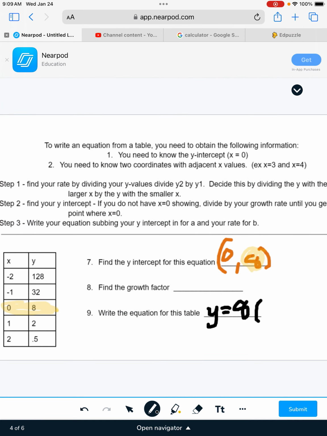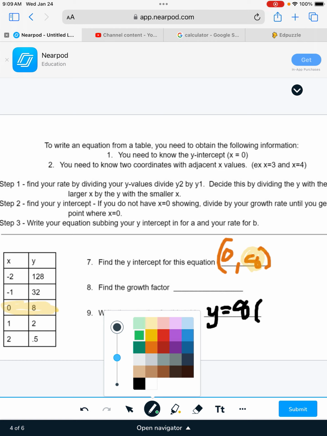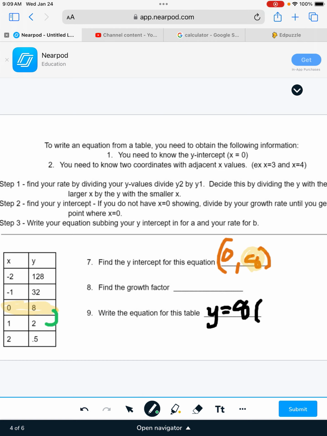Once again, we're going to take our second y value and divide it by the first. We're going to take our 2 and divide it by 8. Okay? 2 divided by 8 is going to be, if you put it in your calculator, 1/4. Put the 1/4 here in the calculator, raise it to the x, and you're good.